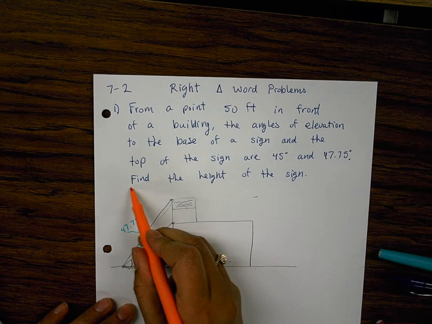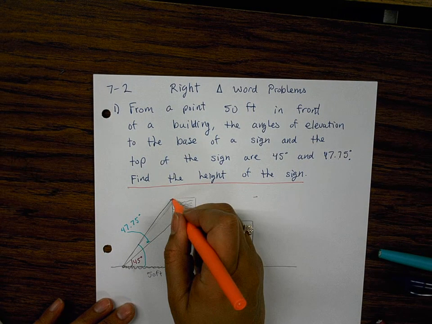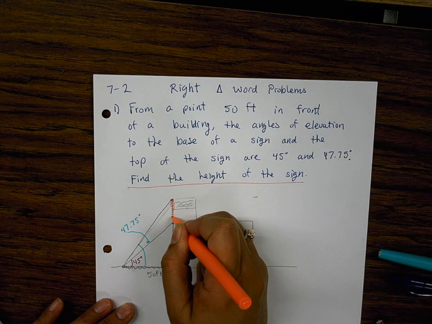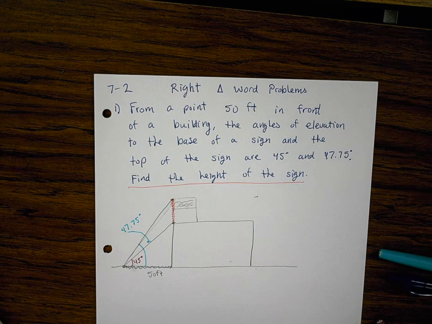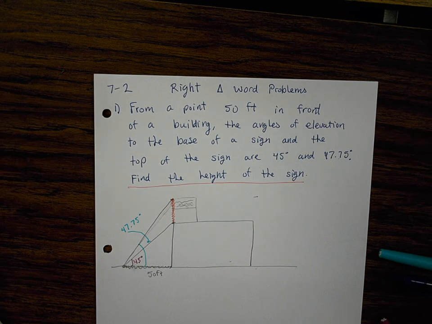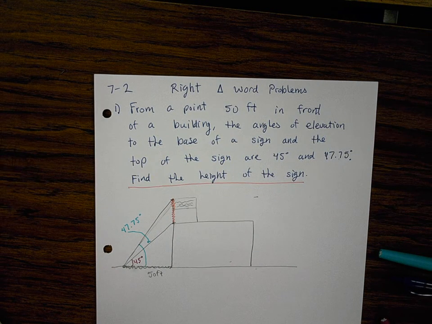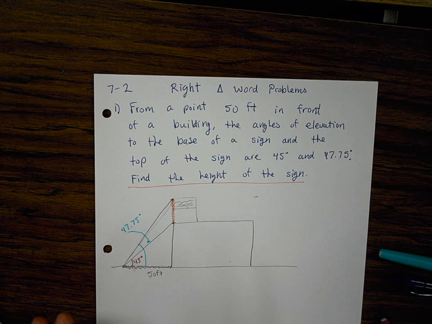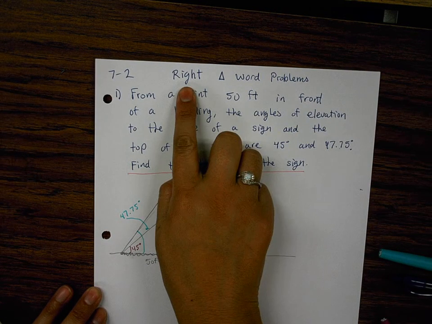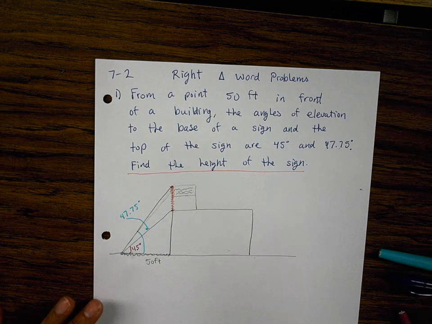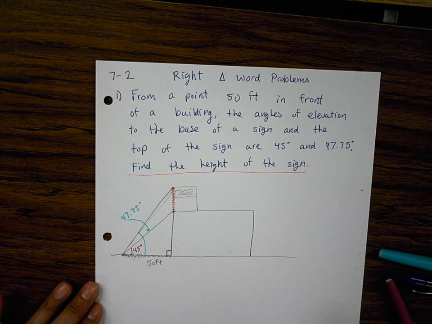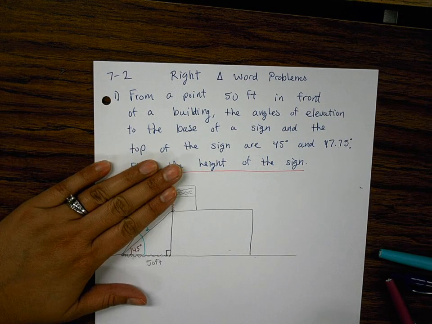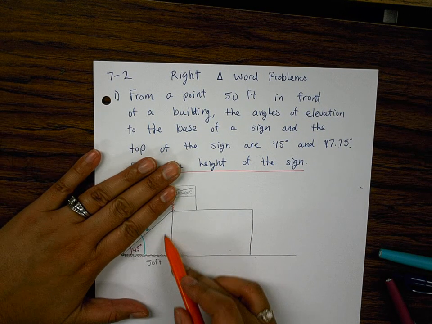Okay, the question here is find the height of the sign. We're looking for this height right here. How high is the sign? Not the building and the sign, just the sign. Now, we talked in class about using SOHCAHTOA right triangle trig, which is what we're still going to be using. And it says right here, right triangles. So we need to look for our right triangles. Can you see that we have a right triangle here? Because there is a right angle.